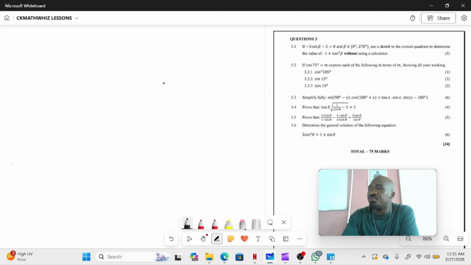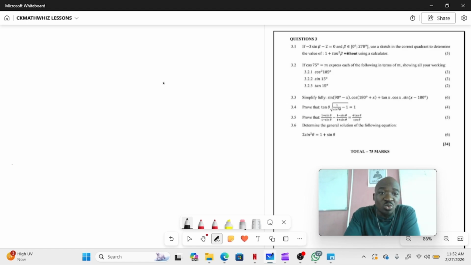So now, as you can simply see, I'm supposed to obviously use the CAST to simplify 3.3 fully. Then 3.4, I'm supposed to prove that identity there. Even on 3.5, I'm supposed to prove that identity again. Then on 3.6, we'll be doing a nice problem, which is simply based on general solution. We are given 2 sine squared theta equal to 1 plus sine theta. Then all in all, it's just going to be 34 marks.